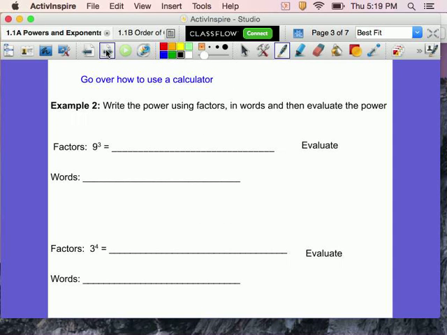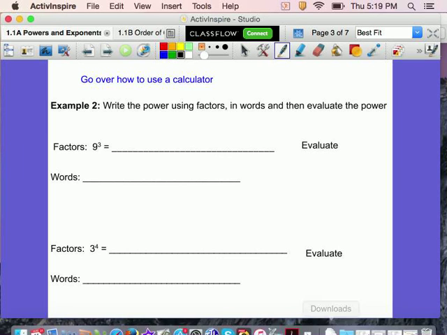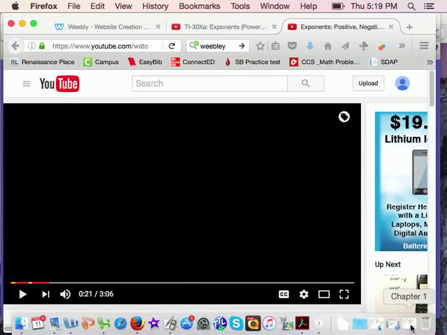Now we're going to evaluate our powers. The first thing I'm going to do is show you a video of how to do this on 2 different calculators. So hopefully you have one of each. If you don't all have a calculator right now, make sure you pause the video, get a calculator, and then start it back up. So let me go to the internet to show you a video.